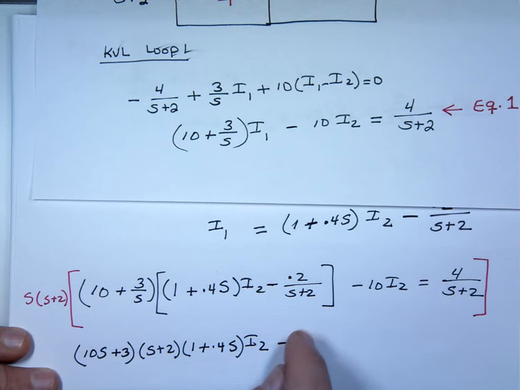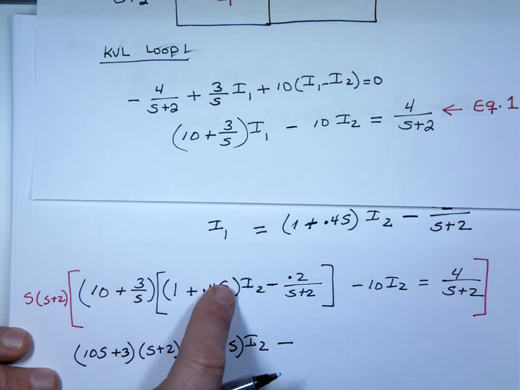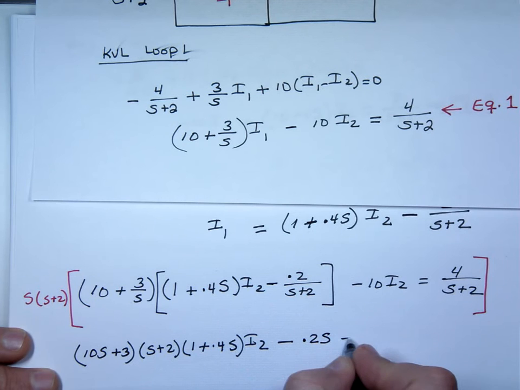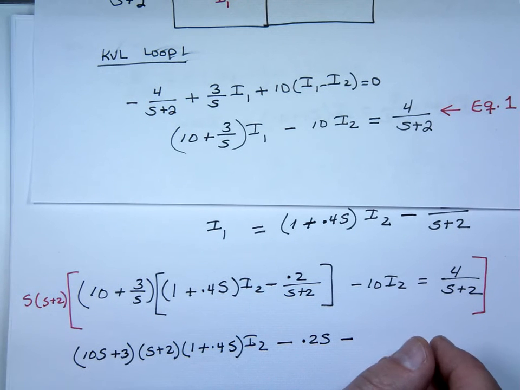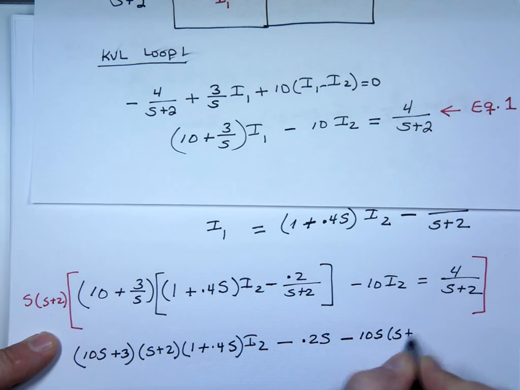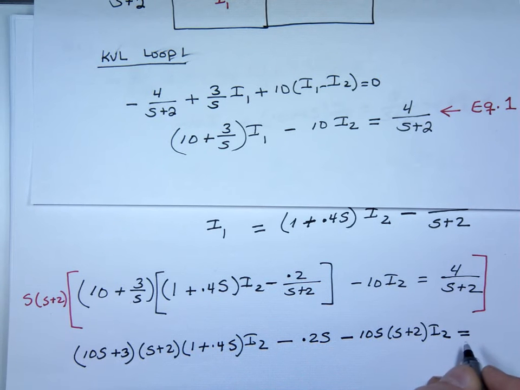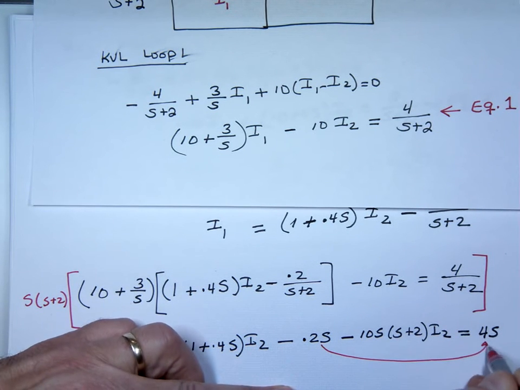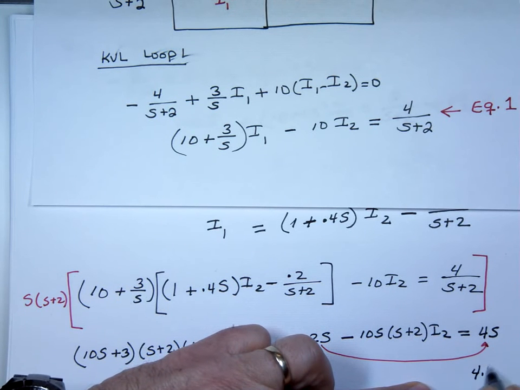minus, so this one times this, this one times that. Is that a 0.2S? Minus this times that. That will be 10S times S plus 2 I sub 2 equals, is that 4S? Okay, I think we're good. That's 4S. Move this one here. That becomes a plus 4.2S equals.